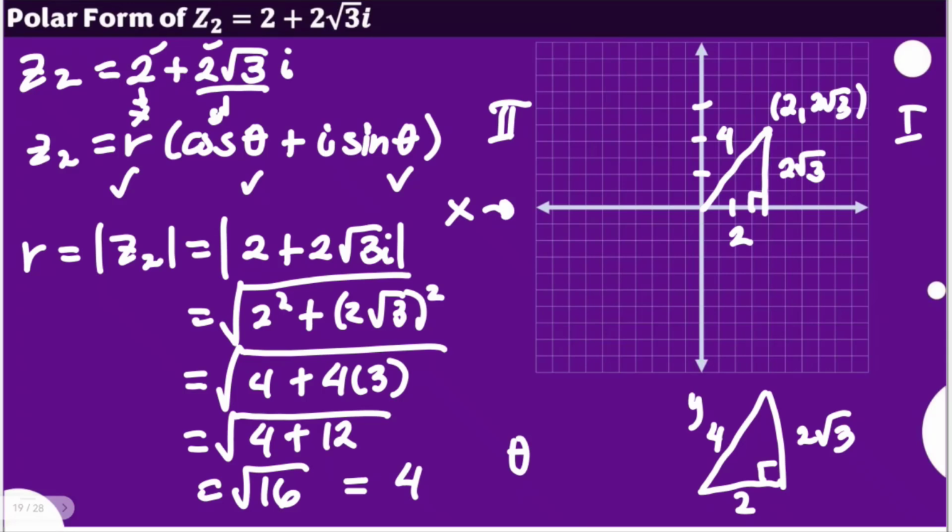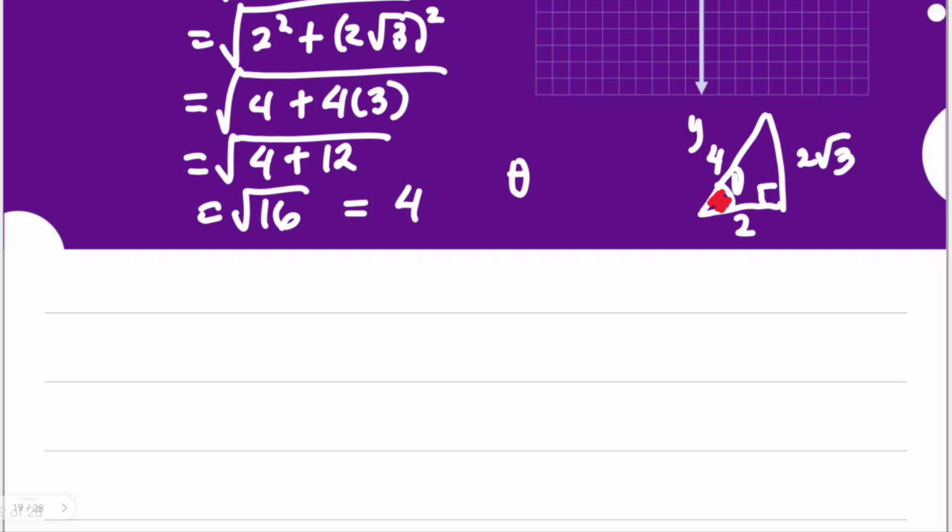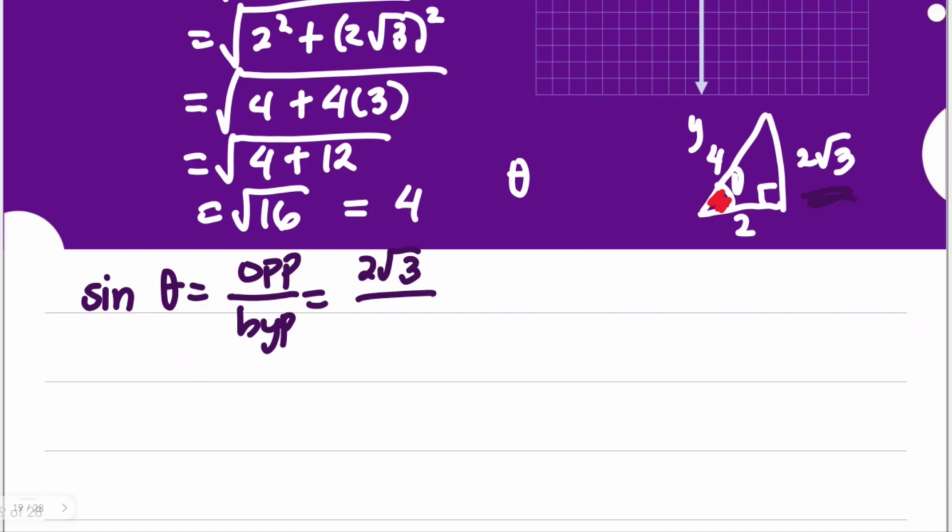So we can now apply the trigonometric ratios to solve for the angle. This is our angle here, the theta, which again should be in radian measure. Now, let us use sine so it will be easier for us to look for the appropriate angle. The sine of the angle is the opposite over the hypotenuse. The opposite, this one here, is 2 square root of 3 over the hypotenuse, which is 4. And this simplifies to square root of 3 over 2.